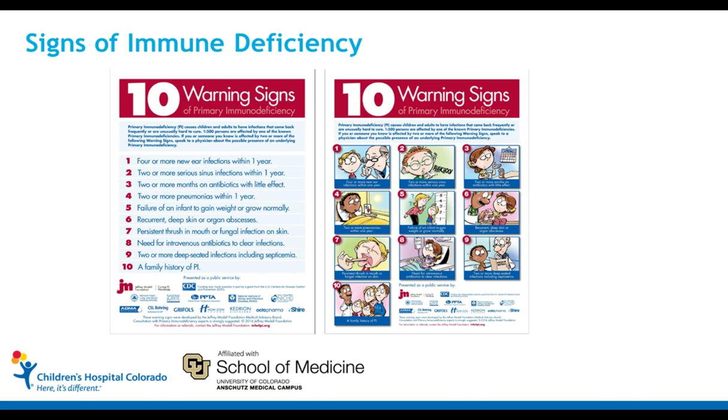So patients presenting with any of these warning signs would warrant further investigation into their immune system to determine if there are any abnormalities that might point towards primary immunodeficiency. The poster on the right presents this information in a more child-friendly manner, because as we are aware, primary immunodeficiency we tend to find quite commonly in pediatric patients. So the same information is presented in a series of cartoons, making it easier to explain them to our pediatric patients.